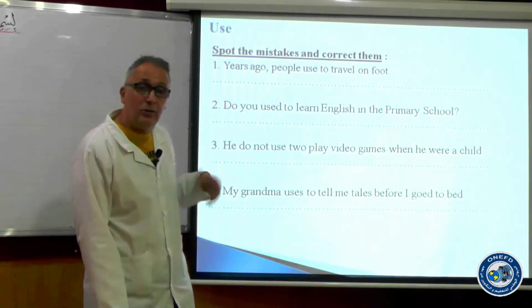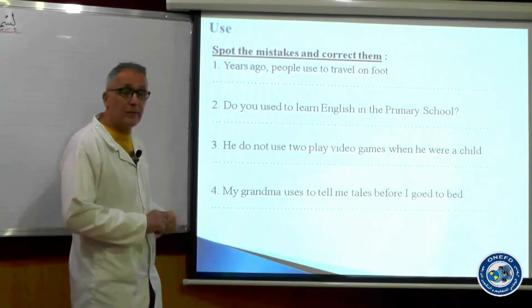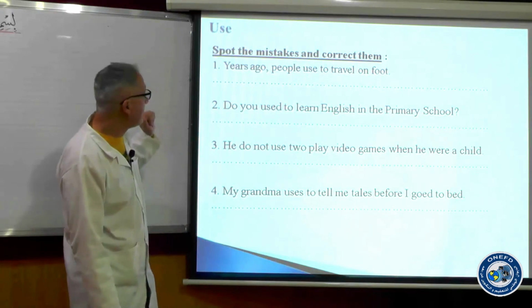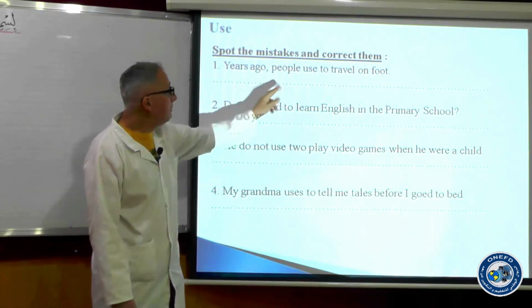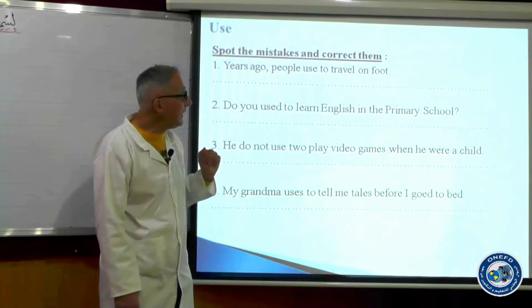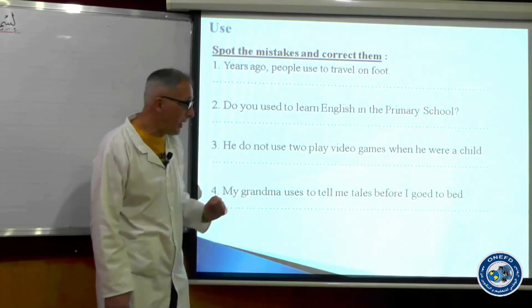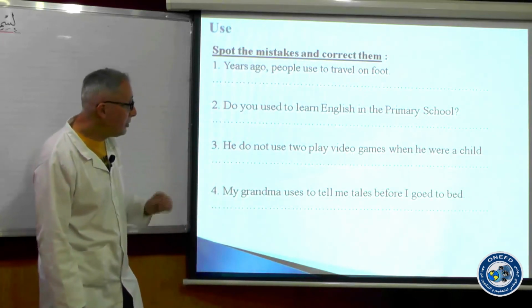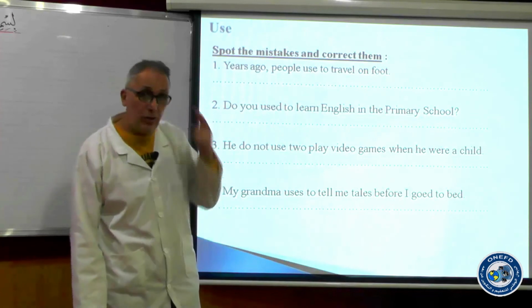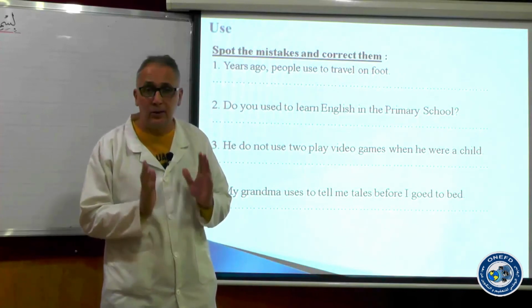Now, we are going to do this task. Read the instruction, spot the mistakes and correct them. Here, sort out the mistakes and you correct them. We have 4 sentences. Number 1, years ago, people used to travel on foot. Number 2, do you used to learn English in the primary school? 3, he do not used to play video games when he were a child. 4, my grandma uses to tell me tales before I go to bed. According to what we have seen, you think and try to spot the mistakes and you correct them. You do the task.